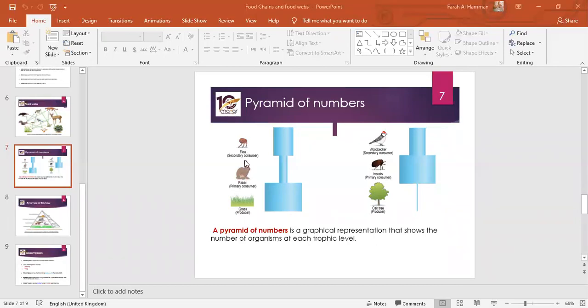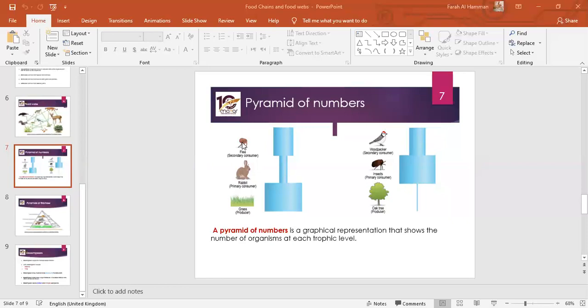Because this rabbit is a small one, as you can see, he's got a small size. So we say that about 7 fleas will live on the body of this rabbit because it's small. If I compare the number of rabbits in the food chain to the number of fleas, I will notice that the number of rabbits will be a lot less than the number of fleas, because on the body of each rabbit, about 10 fleas will live and feed. So I will have many fleas and very few rabbits.